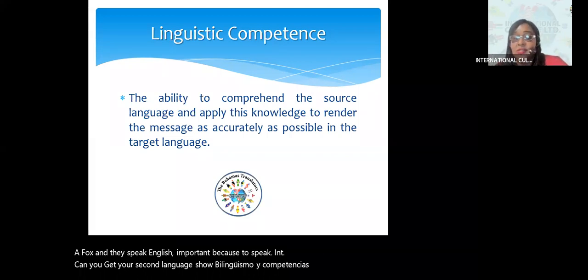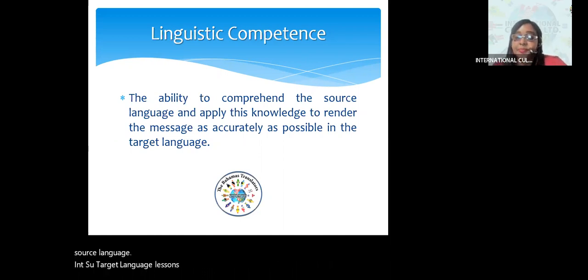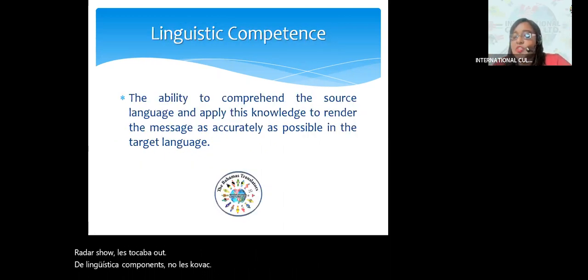But it will always include source language into target language. Listen to those terms. Pay attention to those terms, rather. So now let's talk about the linguistic competence. Now let's go back. This is the ability.